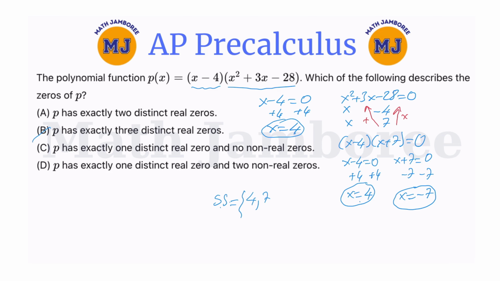So in this case, the correct answer to the question is going to be choice A, because the quadratic factor gives us two solutions, but one of those is repeated, which is 4. We actually only have two distinct real zeros because of this reason. So the correct answer for the specific question is choice A.